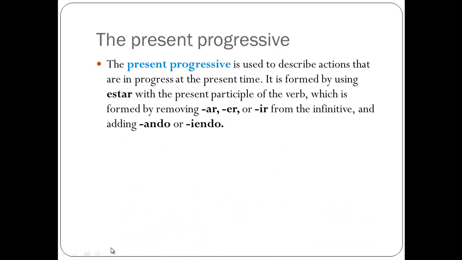The present progressive is what we're going to talk about first, and we use the present progressive to describe actions that are going on right now. We use it a lot in English when we're speaking in conversation. Also, it's the same in Spanish.